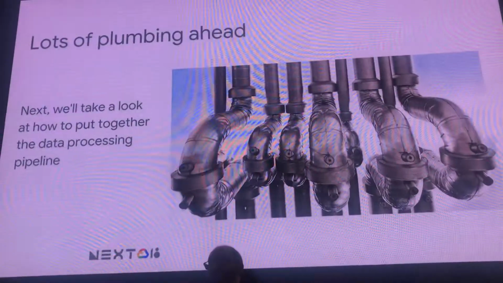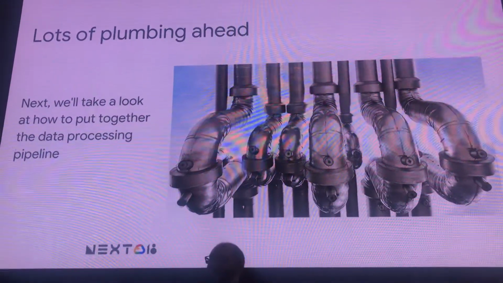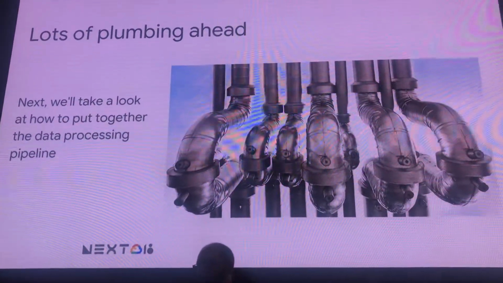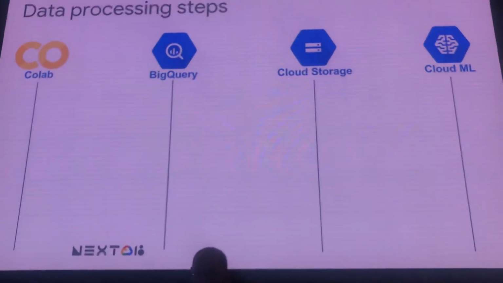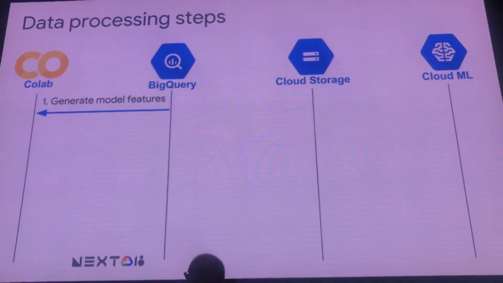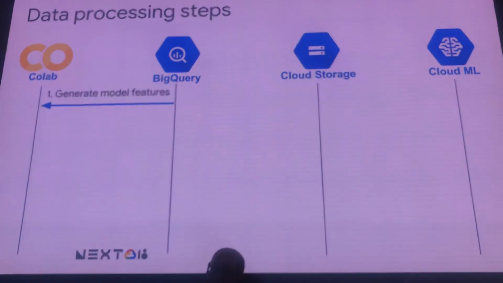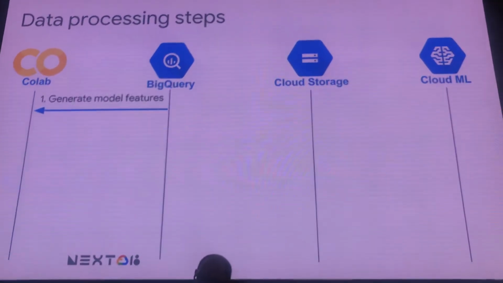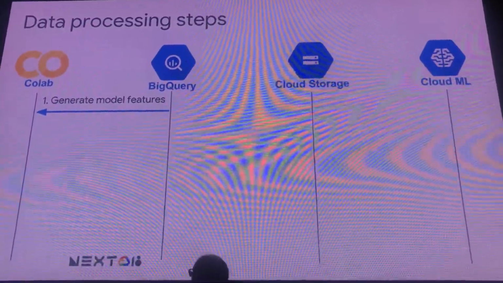Okay, data processing pipeline. Now the fun begins. We're going to take a look at how to put together the data processing pipeline, and before we get into nitty-gritty details, I'll give you a high-level overview of what we're going to be doing. So the first step is we're going to generate model features starting from the Thomson Reuters data in BigQuery, and this can be done from a Python script or from a Colab. In case you don't know, Colab is an extremely useful tool built by Google.